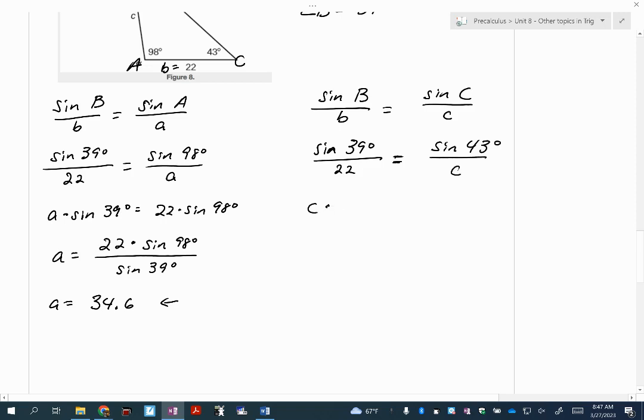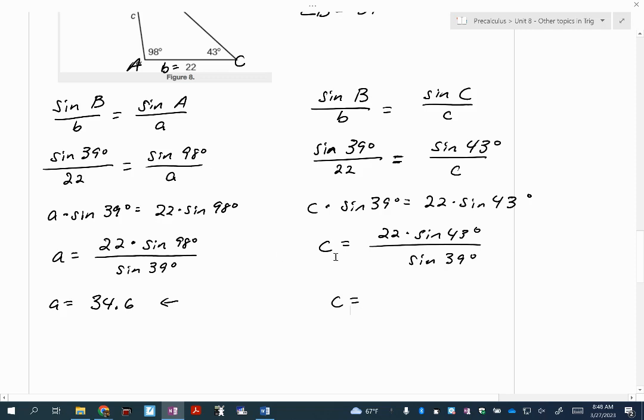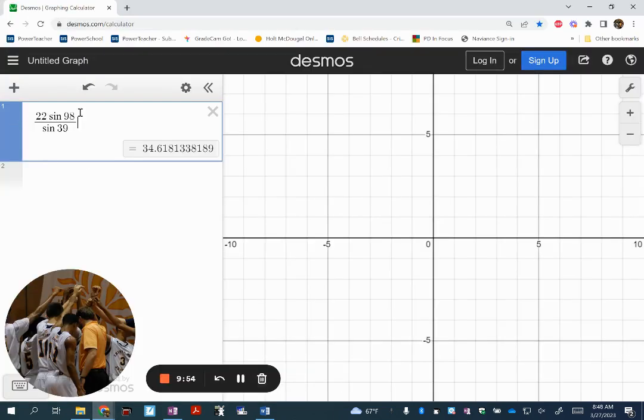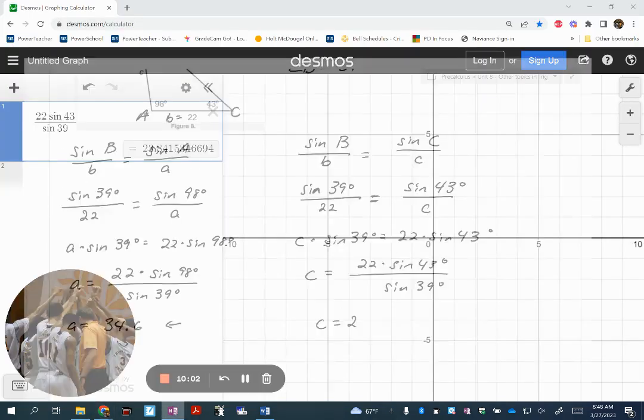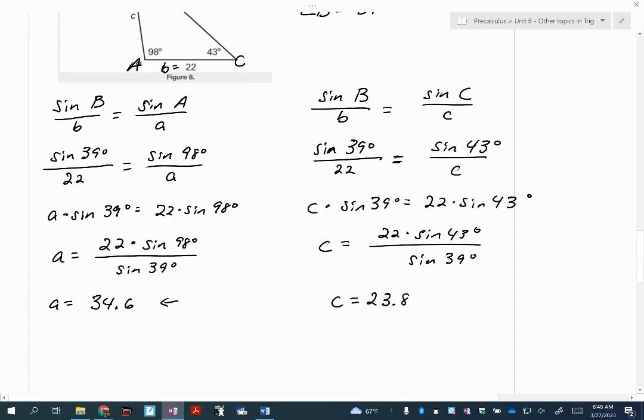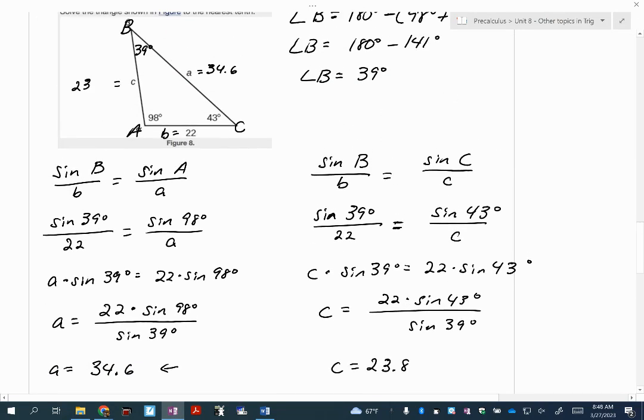Cross multiply. All right, and then divide both sides by the sine of 39 degrees, and we will get our answer. So the denominator is the same, but the numerator is 22 times the sine of 43 degrees. All right, so 23.8 approximately. All right, so that's it for this one.